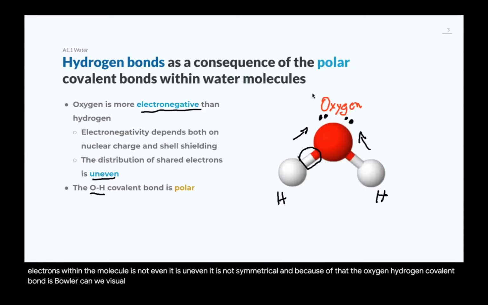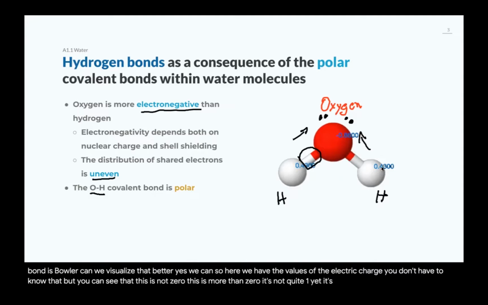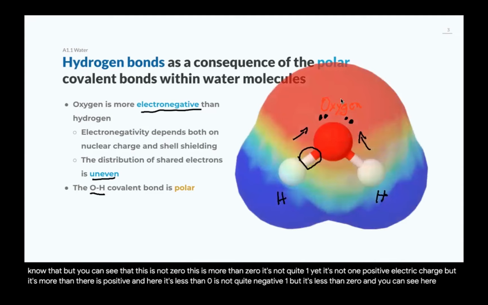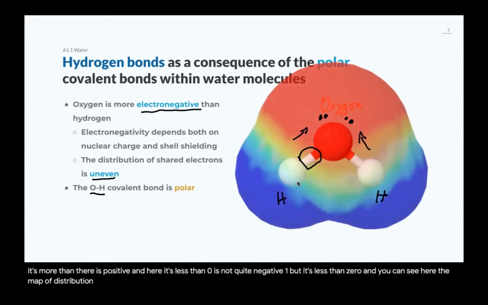Can we visualize that better? Yes, we can. Here we have the values of the electric charge. You don't have to know that, but you can see that this is not zero. This is more than zero. It's not quite one, it's not one positive electric charge, but it's more than zero. It's positive. And here it's less than zero. It's not quite -1, but it's less than zero. And you can see here in the map of the distribution of electric charge that the region around oxygen is more negative, and the region around the hydrogens is more positive.